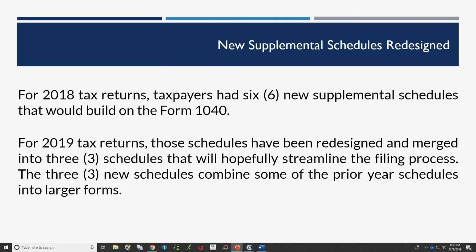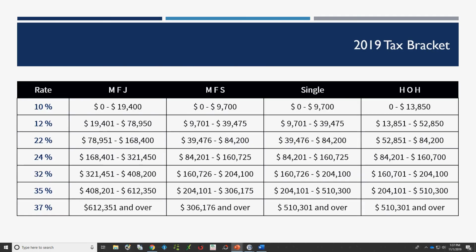The supplemental schedules, schedules 1 through 6 that we had last year, have been redesigned, and now we have schedule 1, 2, 3. So they've combined schedules 1 and 2, 2 and 3, 3 and 4, that kind of thing, so that we can get to 3 schedules. I'm going to show all of the new forms at the end of this.